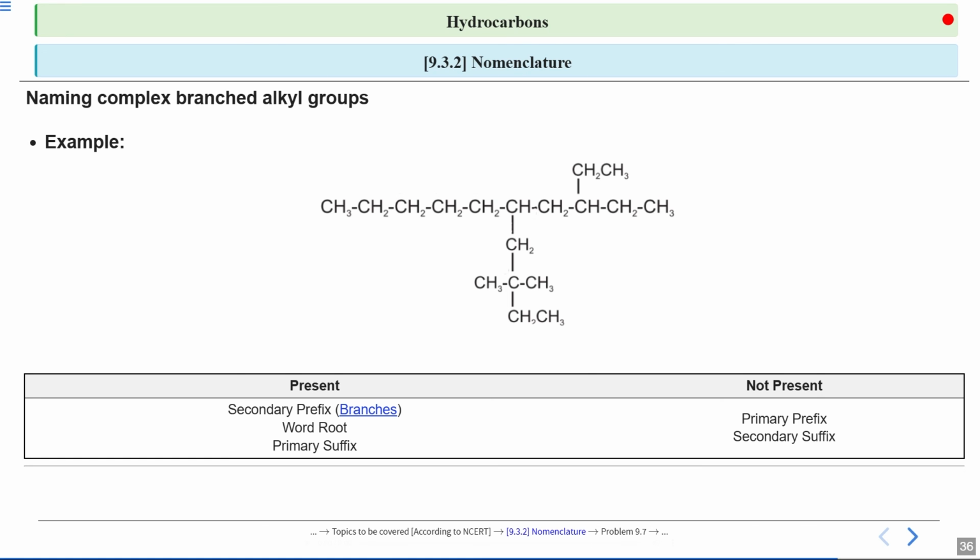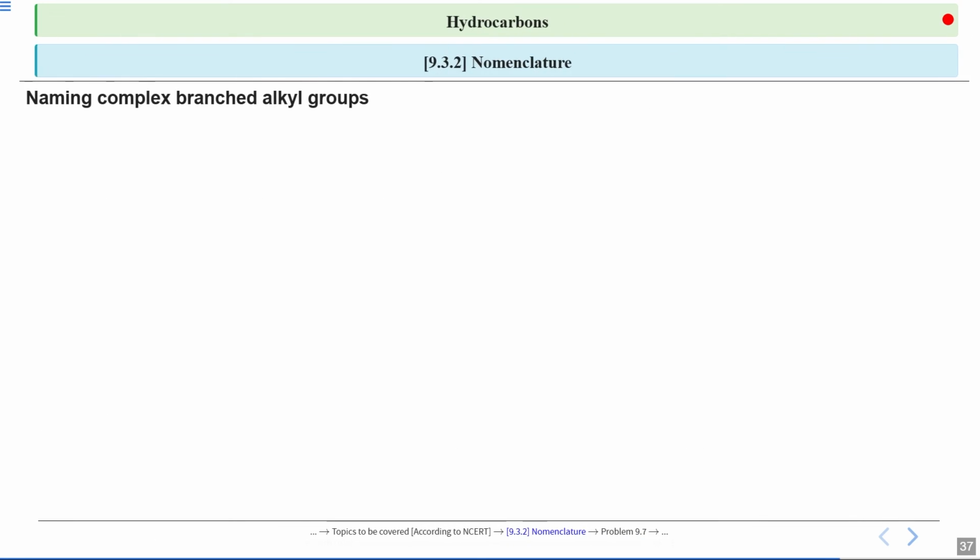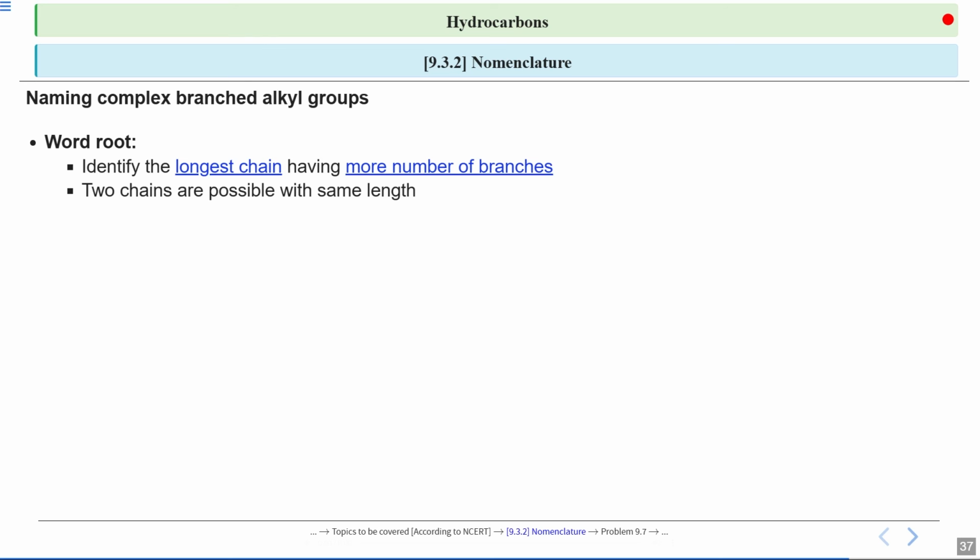In the given compound, 3 things are present: secondary prefix, word root, and primary suffix. Primary prefix and secondary suffix are absent here. Next, we have to decide the word root. The longest carbon chain is the one which contains the most number of branches. It is important to notice that you have to look for that longest carbon chain which has the most number of branches. Now in this, two possible chains are there with the same length.